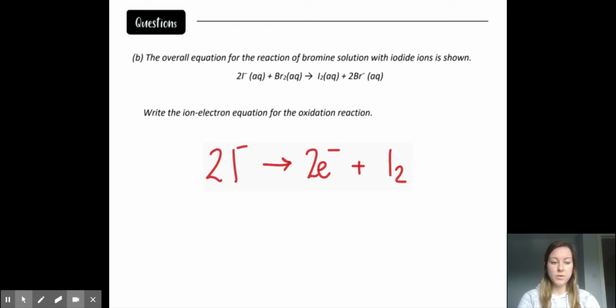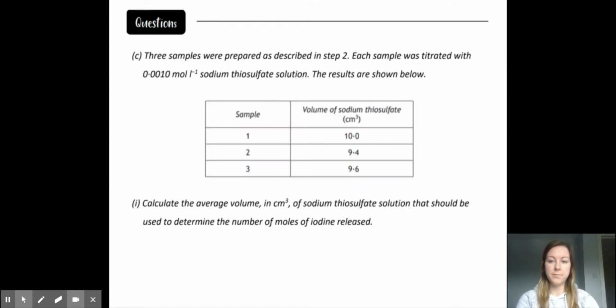It's up to you if you want to. I would always check it with the data booklet anyway, so if you prefer the data booklet method, then feel free. Just remember, when you come across something that isn't in the data booklet, that's when you need to use your balancing steps to balance all the atoms and the charges on both sides.